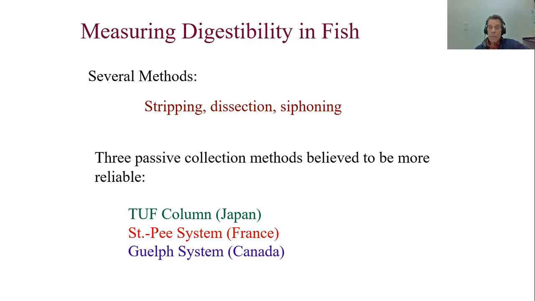In order to deal with the limitations of the different techniques, three passive collection systems were developed and are believed to be relatively reliable.